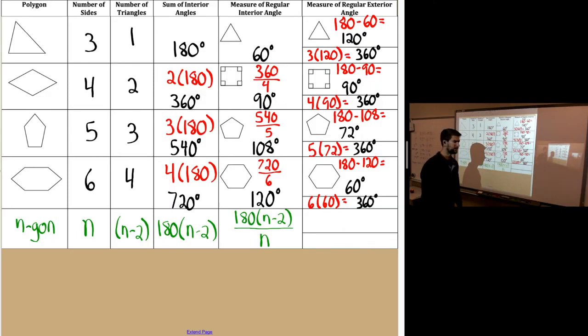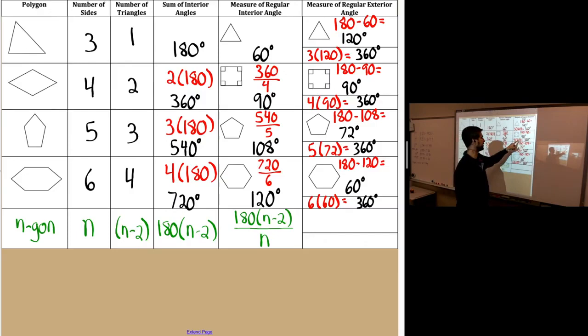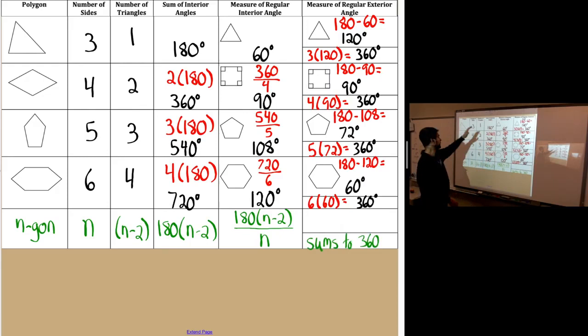Now, this one looks a little complicated, but it's not. So, here's what we're going to do. If we look down at these bottom ones, 3 times 120 is 360. 360. What do we notice? They're all adding up or multiplying to 360. Therefore, all the exterior angles sum to 360 degrees. No matter what number of sides there are, it always sums to 360.